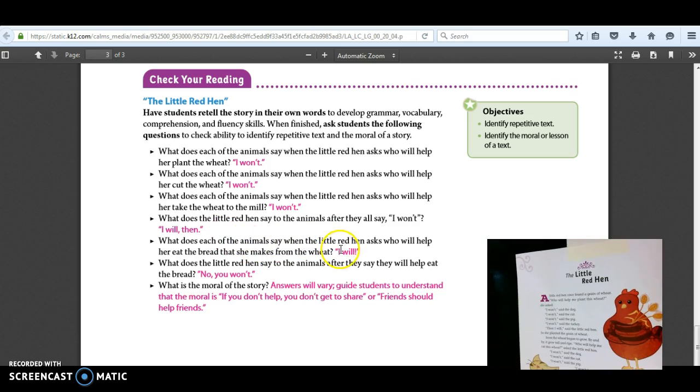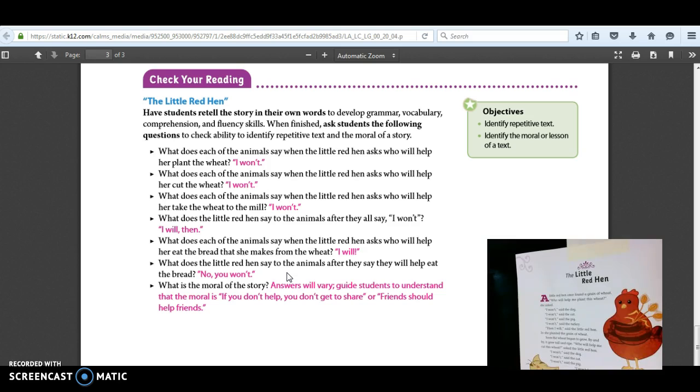What does each of the animals say when the little red hen asks who will help her eat the bread that she makes from the wheat? Think about your answer. She's asking who is going to help her eat the bread. If you told her that the answer is, "I will," you're correct. That is what the animal said to the little red hen when she says, who's going to help me eat the bread? What does the little red hen say to the animals after they say they will help eat the bread? What does the little red hen say? Tell your learning coach.